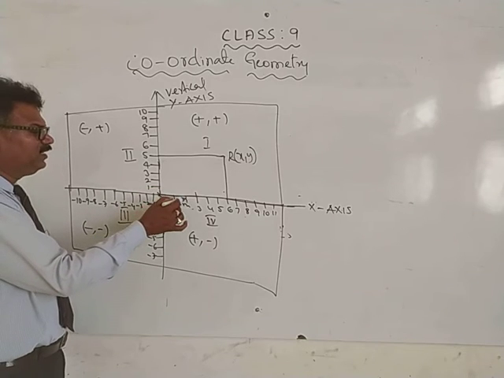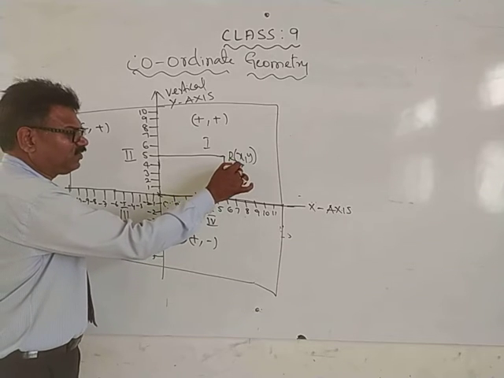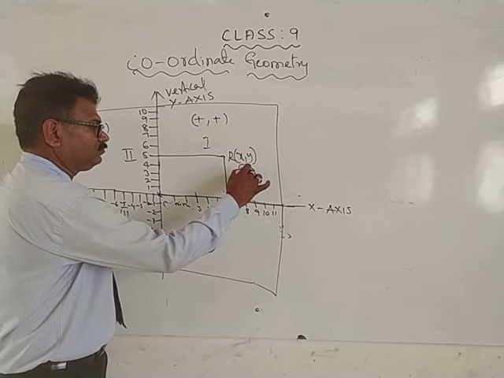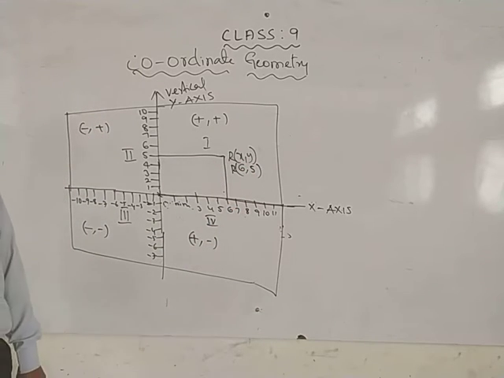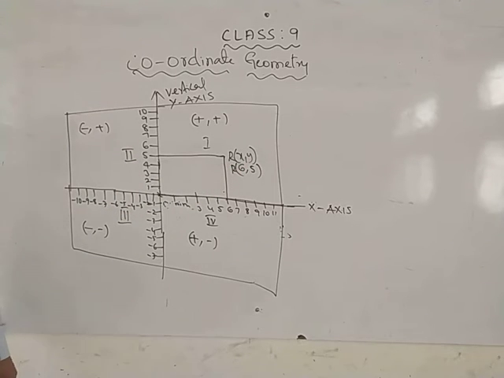Now count: 1, 2, 3, 4, 5, 6. Therefore, x equals 6. What about y? 1, 2, 3, 4, 5. Therefore, R is located at (6, 5). Next question, like that only.